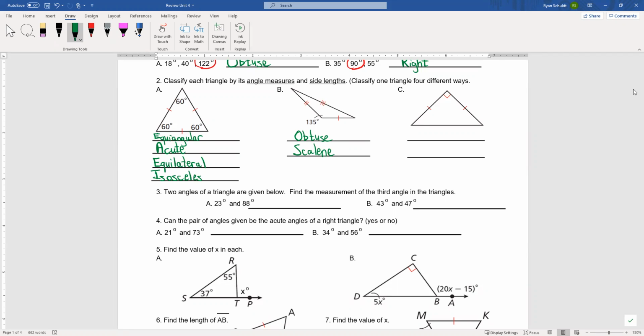And then for C, we have a right angle here, which as soon as you see that right angle, automatically makes this a right triangle. Now let's look at the sides. They tell us that 2 sides are the same. So this is an isosceles right triangle. So you need to be able to classify triangles.